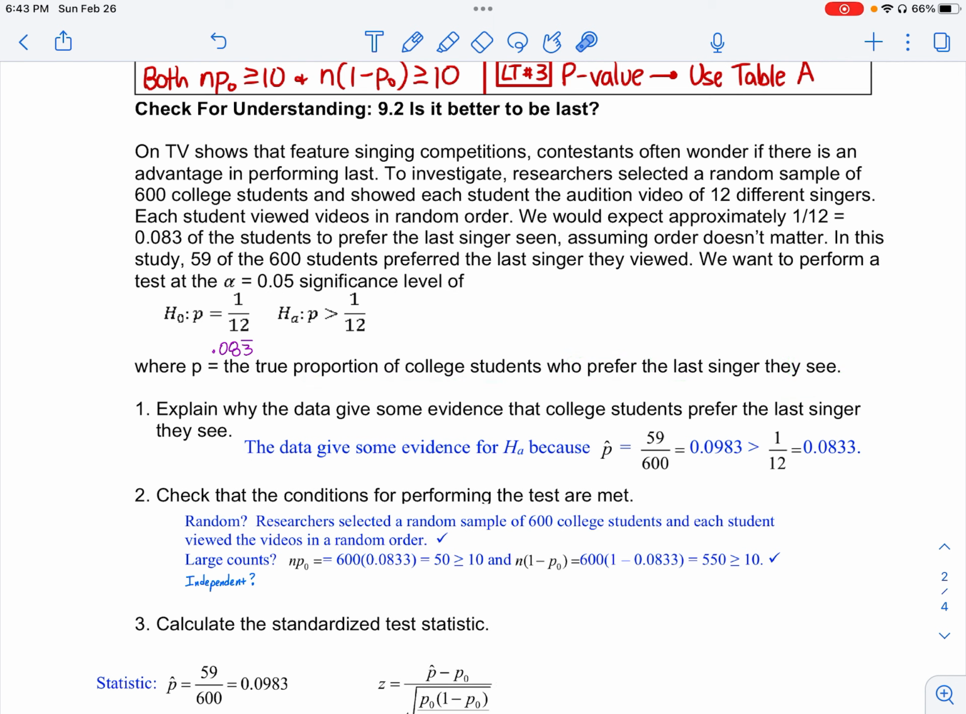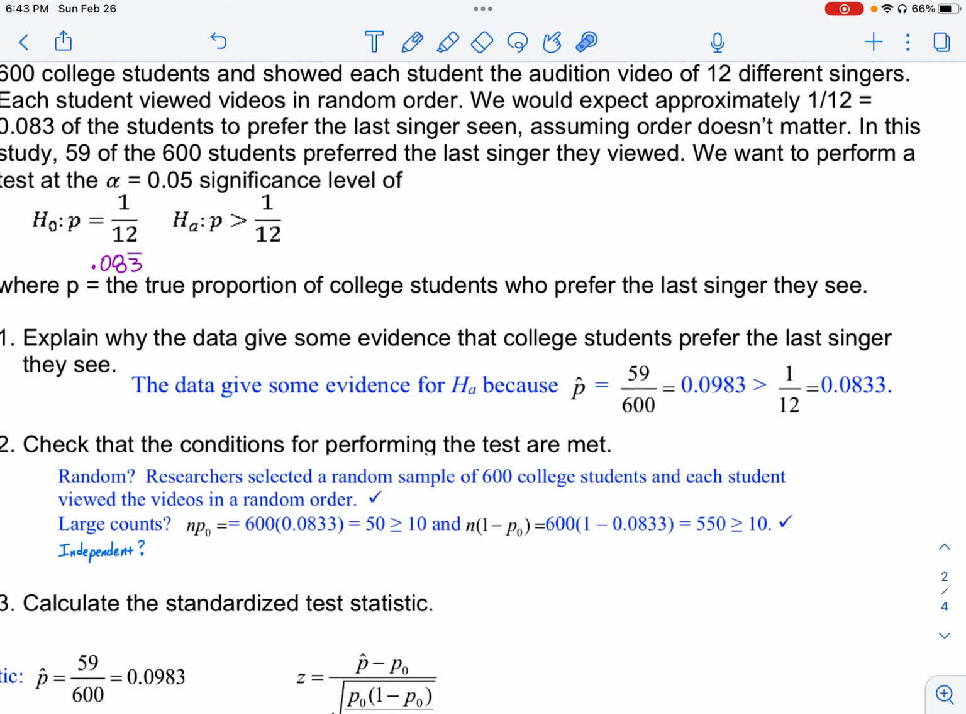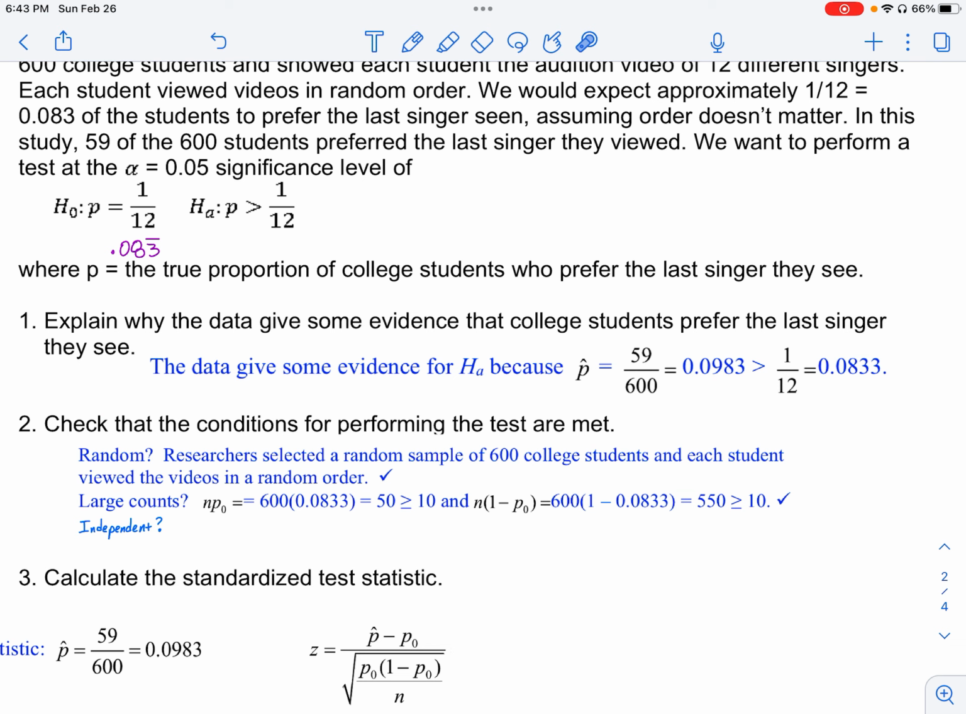All right, why does the data give some evidence that college kids prefer the last singer? Well, this isn't saying do the whole test. This is just saying, looking at the statistic we have, is that at least a head start to suggest that this would be greater than? And it is. So if you take your sample, it was 59 out of 600, okay, and you divide that, you get about 0.0983. So it is larger, right? It is greater than 0.0833. So that is what they mean by some evidence.